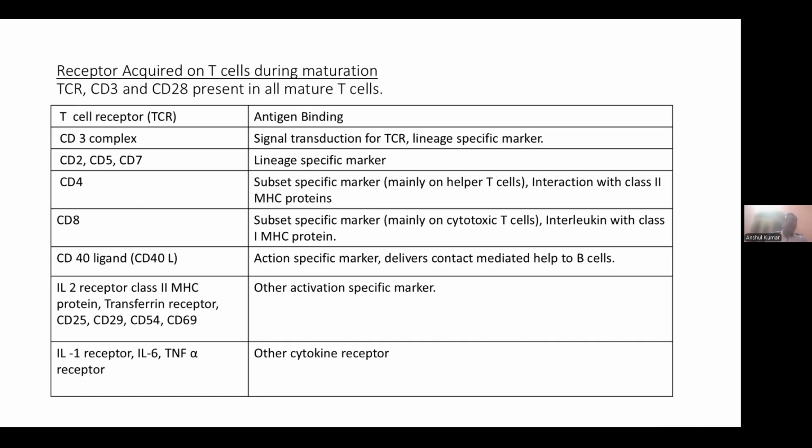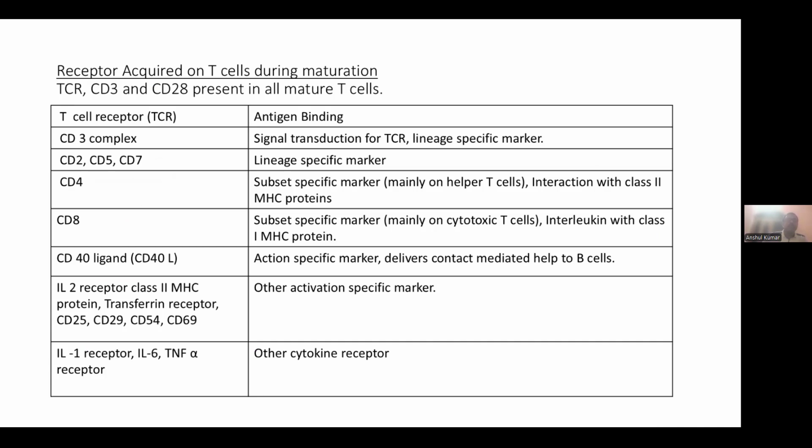Next, let us see what receptors are acquired on T cells during maturation. That is the T cell receptor, CD3 and CD28, present in all mature T cells. In addition to CD4 and CD8 selections, these are the common receptors present on all the mature T cells. So what are their functions?